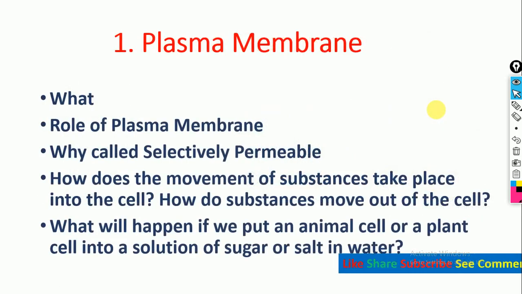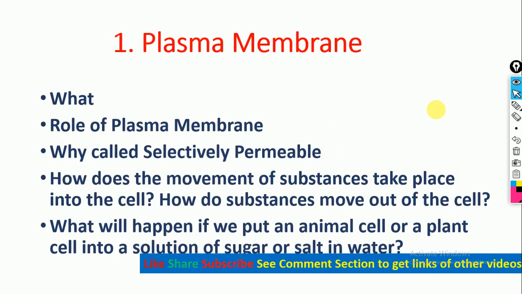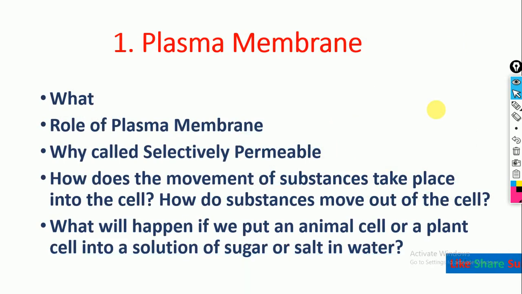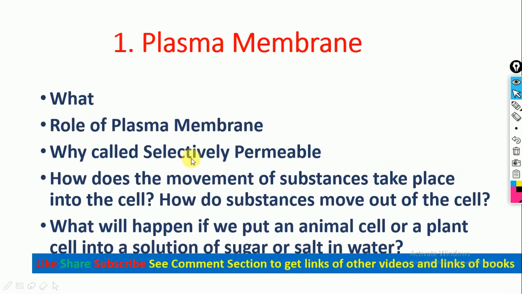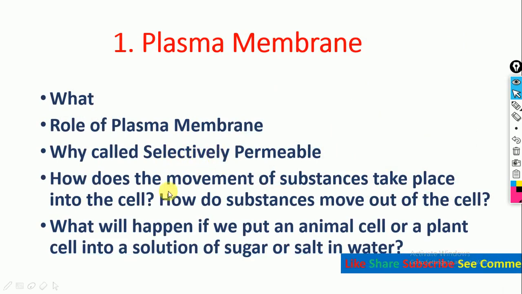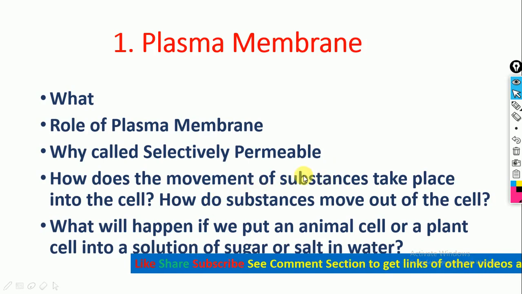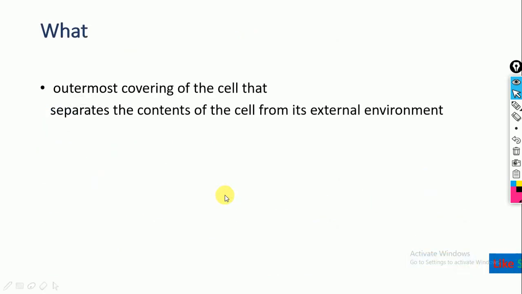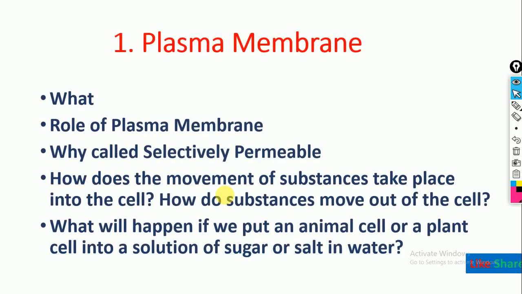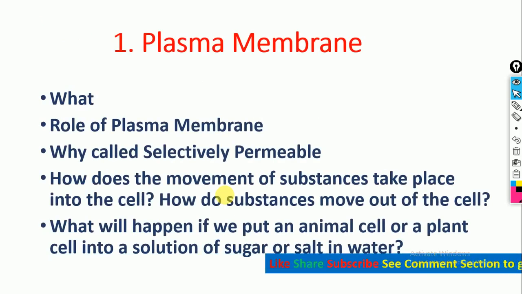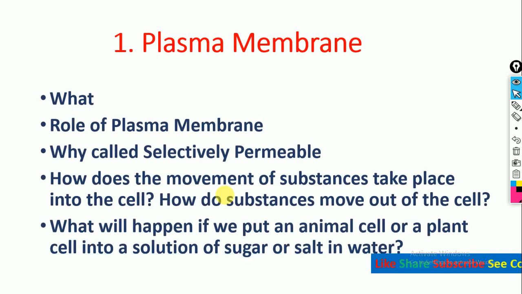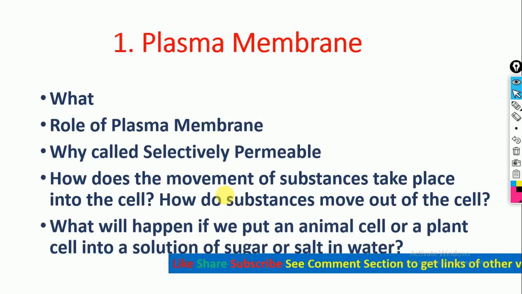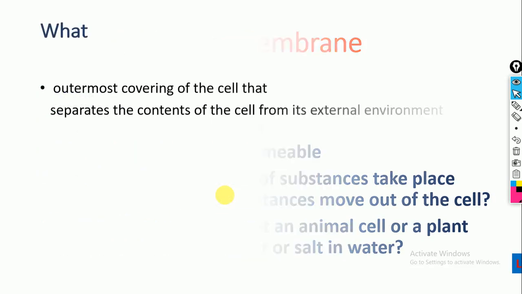Plasma membrane. Here we will see what the plasma membrane is, the role of the plasma membrane, why it is called selectively permeable, and how the movement of substances takes place across the plasma membrane. And one more point that I will discuss in the next video: what will happen if we put an animal cell or a plant cell into a solution of sugar or salt in water.